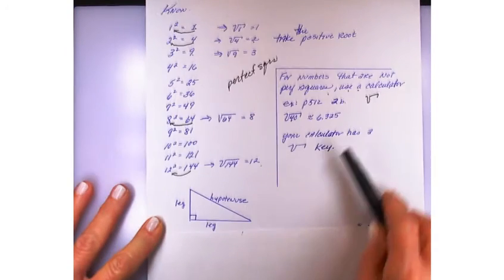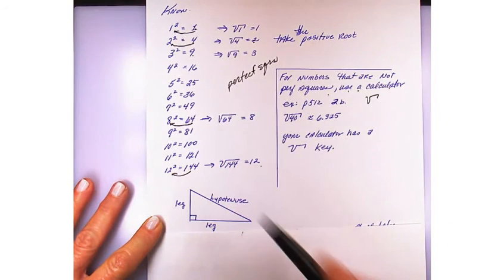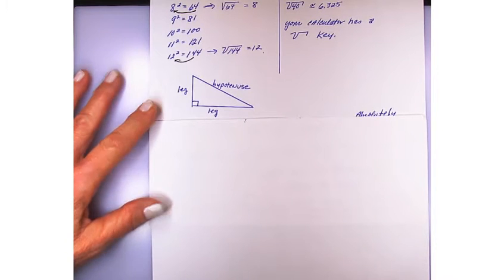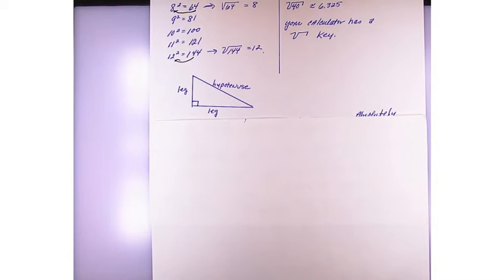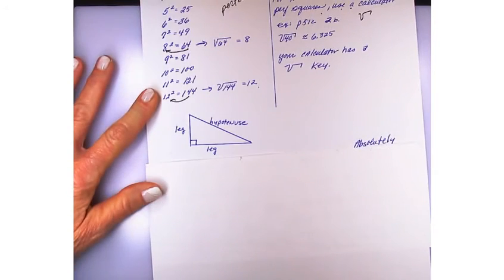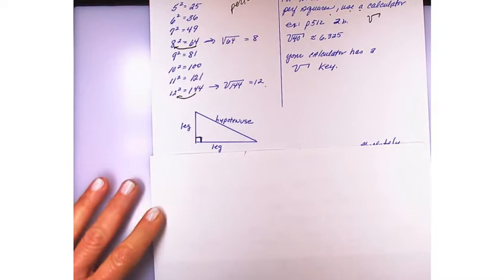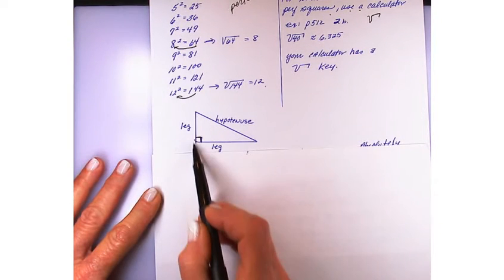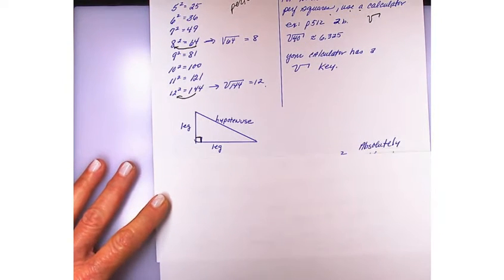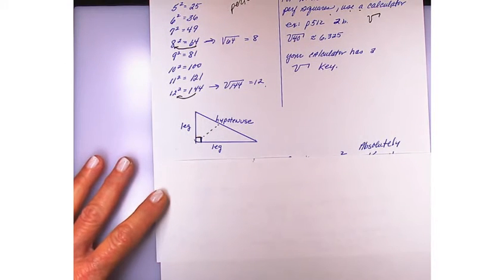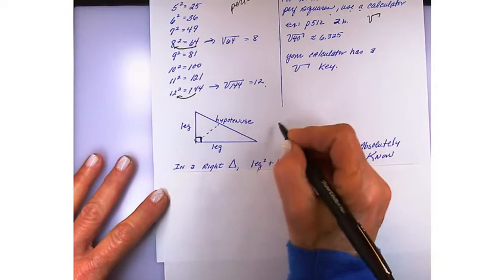So these are the things we need to know going into the Pythagorean Theorem. What does the Pythagorean Theorem deal with? It deals with a right triangle. So remember, we designate the right angle with this box. The two sides that make the right angle are called legs, and the side opposite the right angle is the hypotenuse.